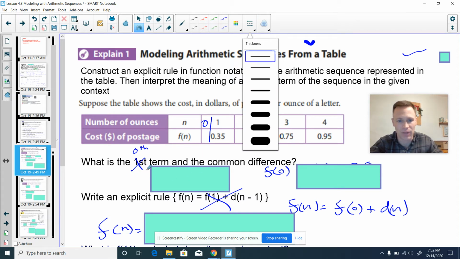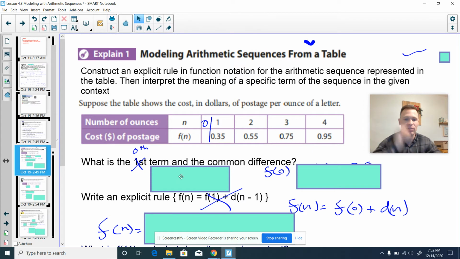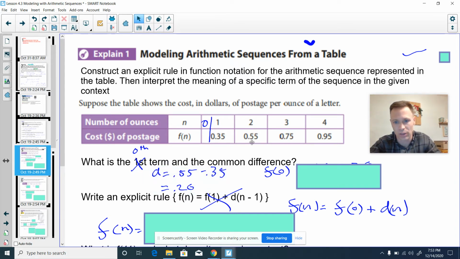That means, again, I have to find the first term, right? And I have to find the common difference. So the first term is easier to find if I find the common difference. So the common difference would be subtracting 0.55 minus 0.35, which ends up being 0.20. My common difference is 0.20, and as I add up, I can see that that's the case.